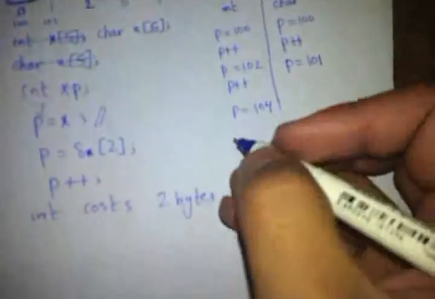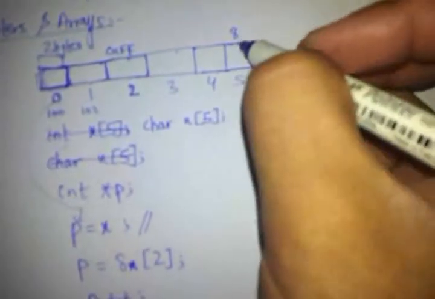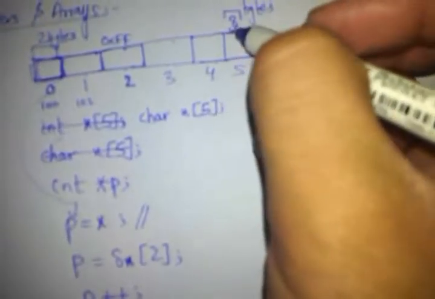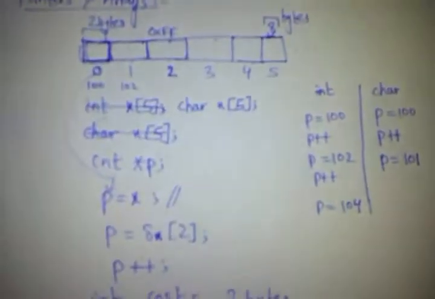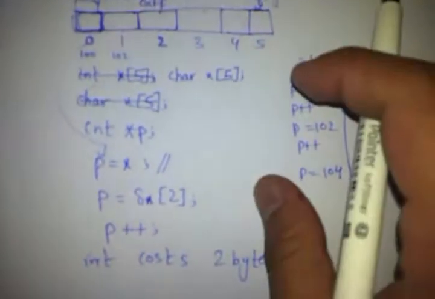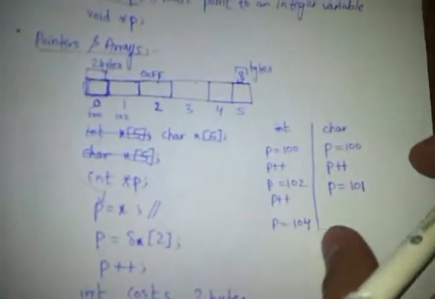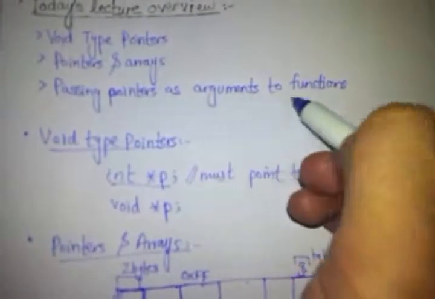Similarly, a double takes 8 bytes per cell. This is for double. And similarly, a float takes 4 bytes per cell. So I hope you have understood what I tried to make you understand. So this was all about pointers and arrays. Our next thing was passing pointers as arguments to functions.